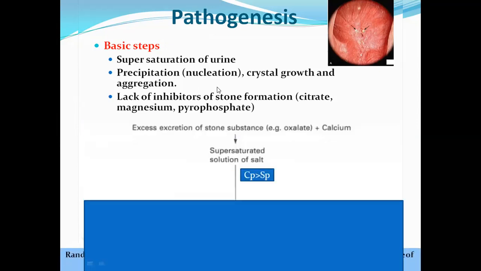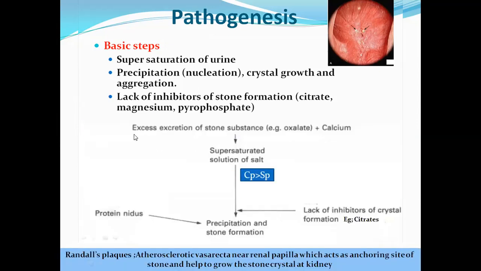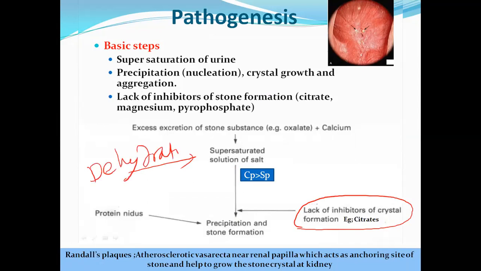Okay, see over here, the excess of stone-forming substances like calcium and oxalate. Whenever there's an excess of these things, then it leads to supersaturation of the liquid. And whenever there is supersaturation of the liquid, added by factors like the lack of inhibitors, or sometimes dehydration, these all lead to formation of the crystal.